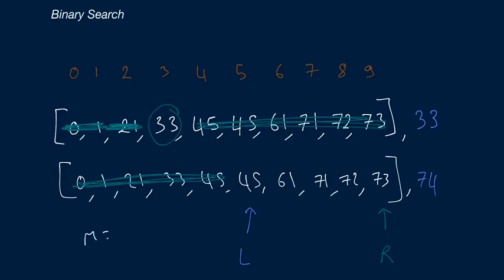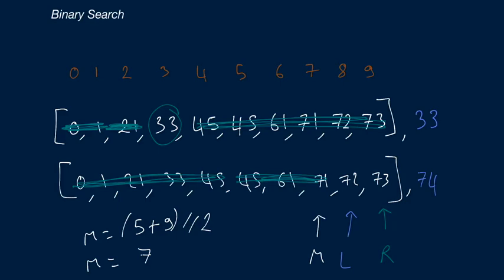Now we can recalculate the middle number. So m is going to be equal to 5 plus 9 divided by 2. So 5 plus 9 divided by 2, that's going to be 14 divided by 2, that's going to be 7. So the middle number is going to point to 7, that's 71. Compare 71 to 74. 71 is less than 74, so we eliminate this entire half. We can move the left number, or the left pointer, here.